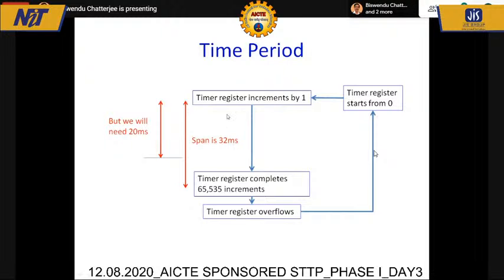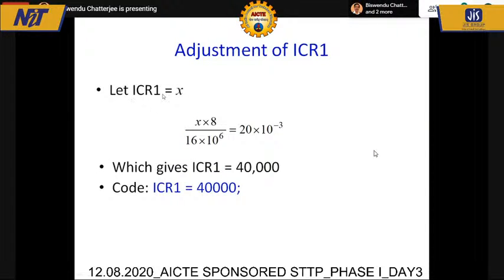This is the standard. The span is 32 milliseconds. To complete the whole 65535 increment, we will need 20 milliseconds less than this 32 milliseconds. So we will not allow the full value of the timer increment, the value of 65535. So what we will do now, we will put in ICR1 the value we require. Let ICR1 equal X.